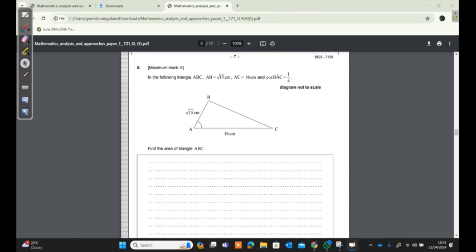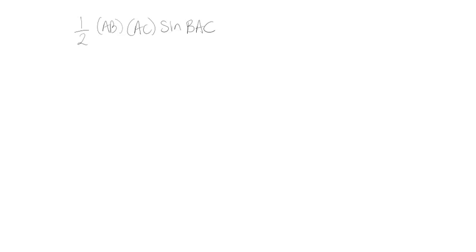Now let's go back to the question. So in the question, the two sides are given. However, we don't have sine of BAC, but they give us cos of BAC, and cos of BAC is 1/4. So let's write down what we have. So cos of BAC is 1/4. Now, the area which we need to find is the area of the triangle. In its formula, you have sine BAC, but in the question, they give you cos BAC. So we need to find the link between sine of BAC and cos of BAC.